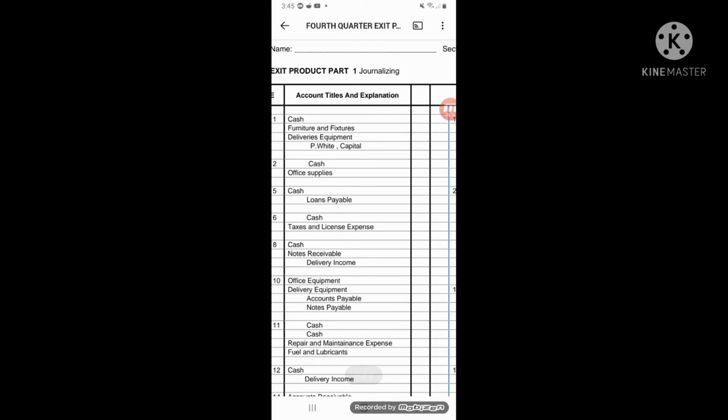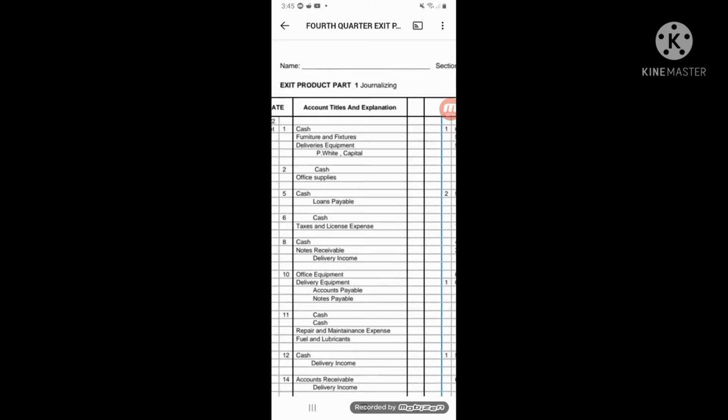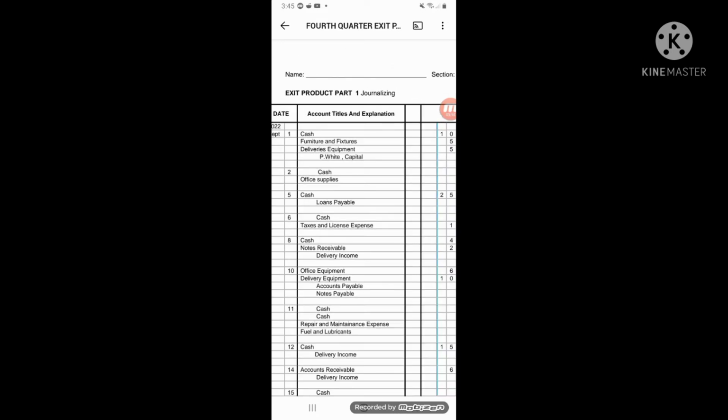Mechanics in journalizing. Indentions: all credit entries should be indented at least a half inch from the debit entry. Explanation: brief but concise, up to 5 words only. Use of money column: do not write a comma or a period if the amount has no centavo. You may leave the centavo column blank or write a dash.